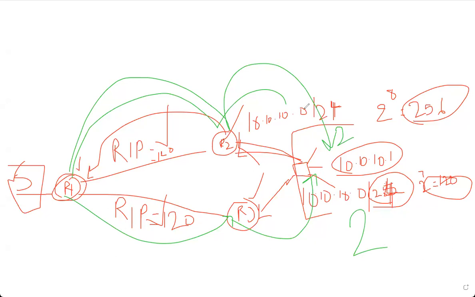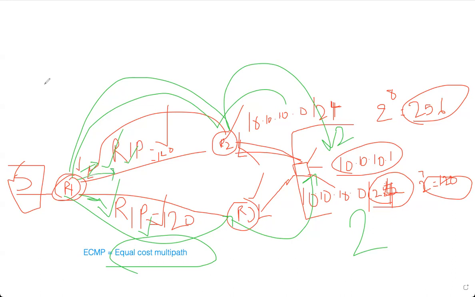So the answer is ECMP. What is ECMP, guys? Equal cost multipath. We discussed this. What it will do is send one packet to this router, one packet to that router. It will use both the paths. That is called equal cost multipath. When the paths are equal, RIP can send some traffic on both.